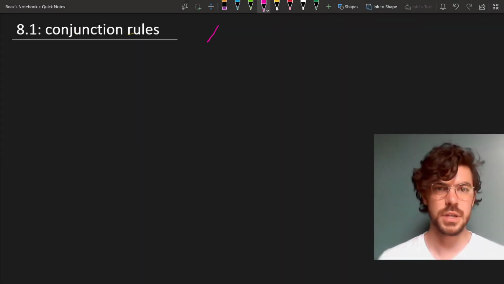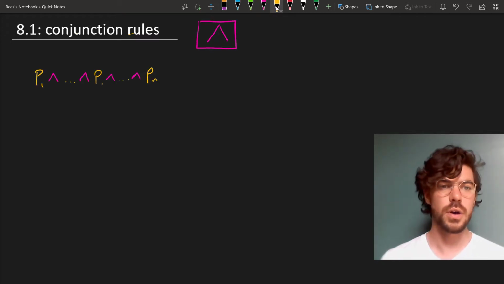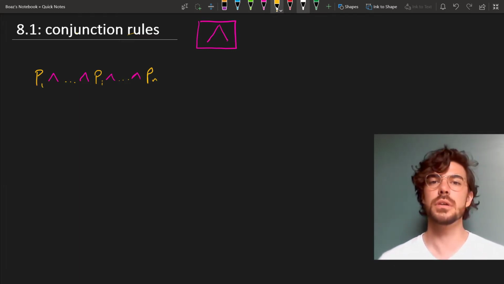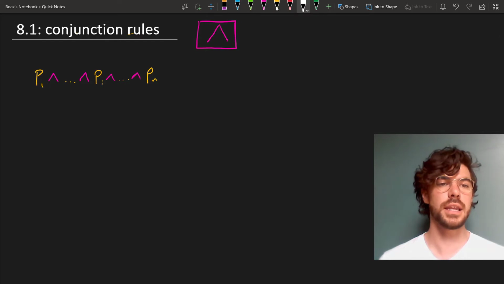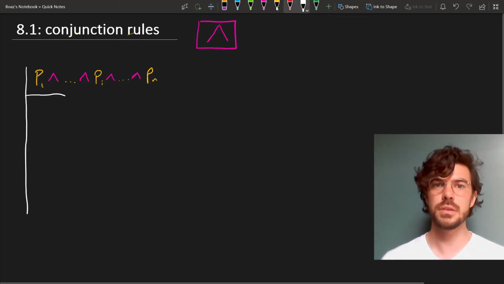The conjunction rules deal with the logical symbol and the ways that we can introduce it and eliminate it. So we have a string of conjunctions, P1 and so on, Pi, and so on, and Pn. Well, we're entitled to use conjunction elimination to pluck out any of these conjuncts that we like. So let's put this in a Fitch style proof with the Fitch bar.